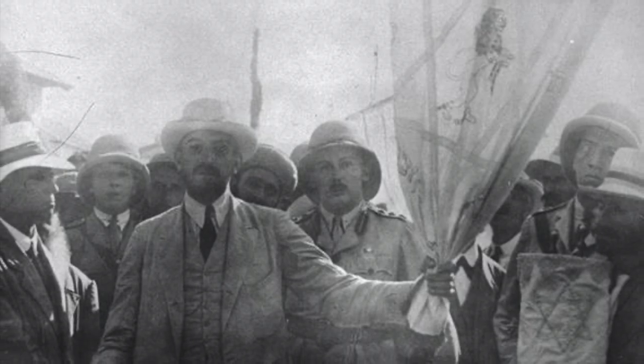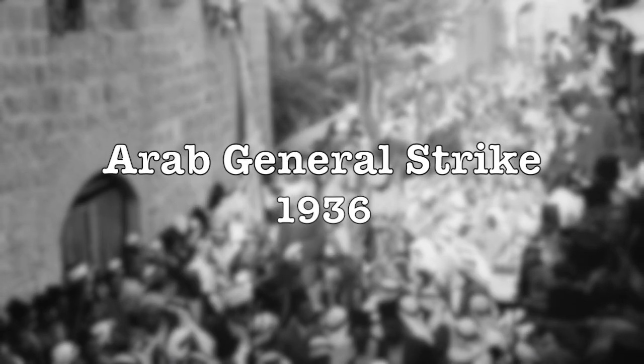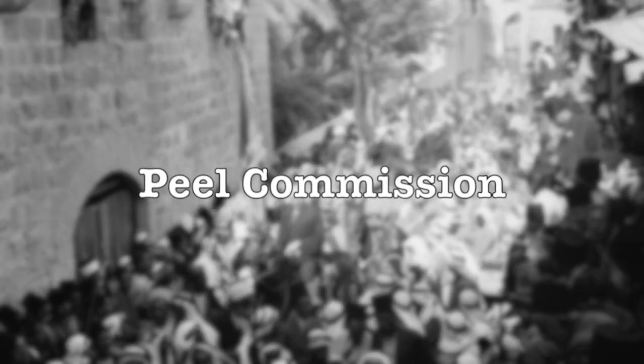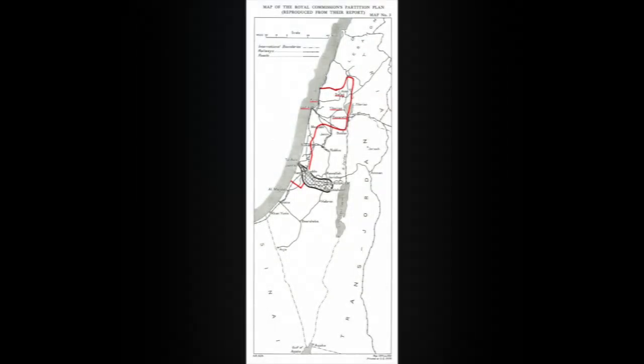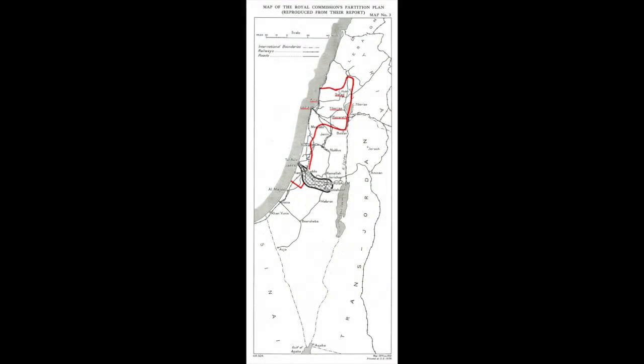In response to a 6-month-long Arab general strike, the British would convene the Peel Commission, which would publish a report on July 7, 1937, stating that the League of Nations mandate had become unmanageable and called for the partition of Mandatory Palestine between its Arab and Jewish population.